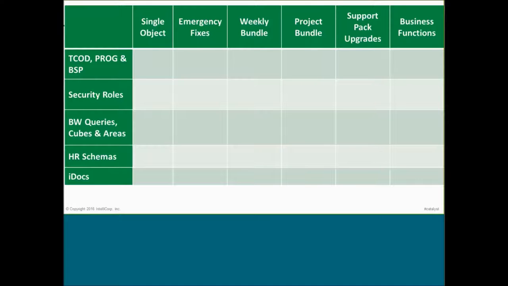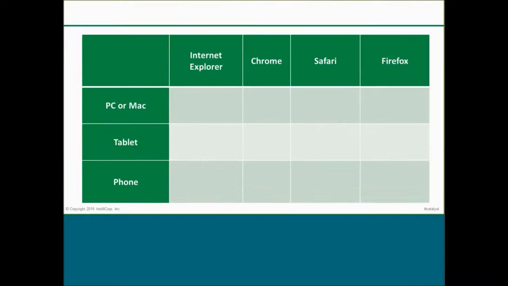We can also find T-codes, programs, business server pages, Fiori, WAPA apps that are going to invoke those changes, as well as security roles, BW queries, cubes, and areas, HR schemas like payroll and time, and iDocs. For today's demo, I'll be showing results from a support pack upgrade and how it impacts used transactions and programs in production.